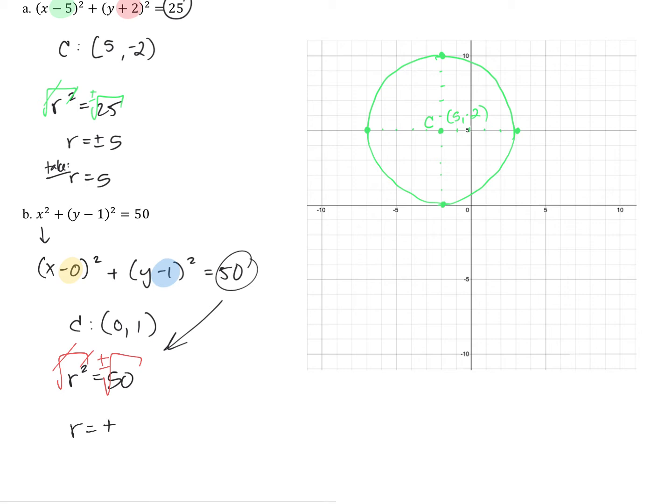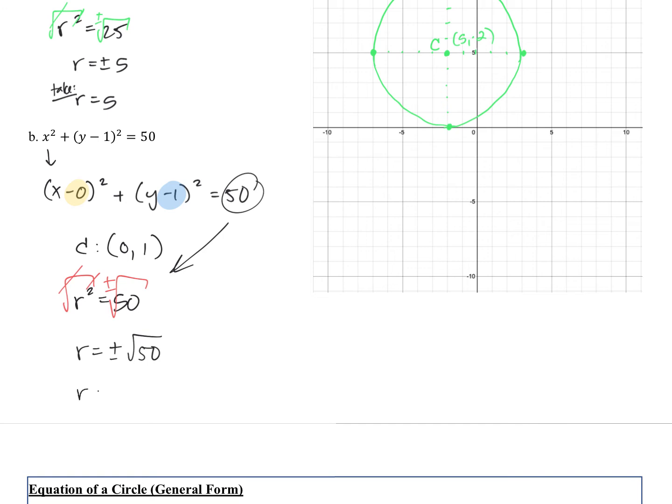We get r equals plus or minus the square root of 50, which can simplify into, let's see, root 25 times root 2, so that r will equal plus or minus 5 root 2. Now, for my problem, this is where it's a little tricky, but I'm going to say take r equals positive 5 root 2. That will be my answer, my exact answer.